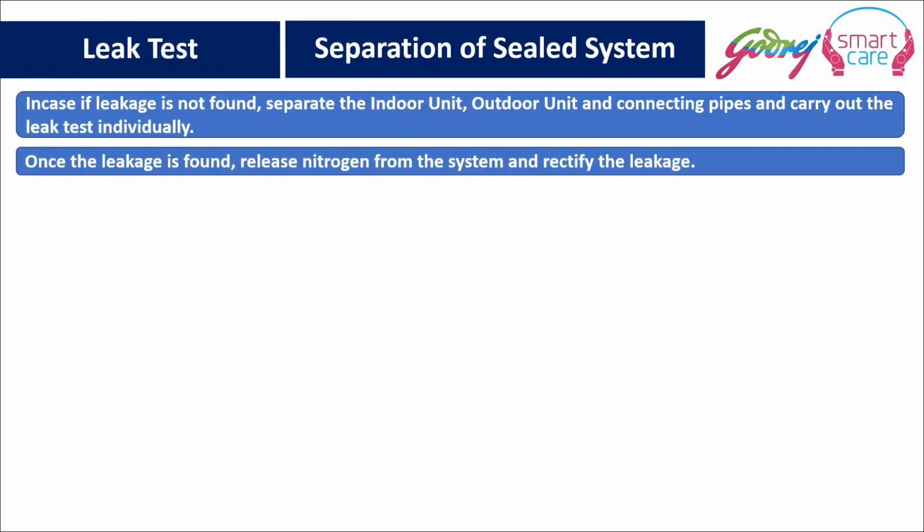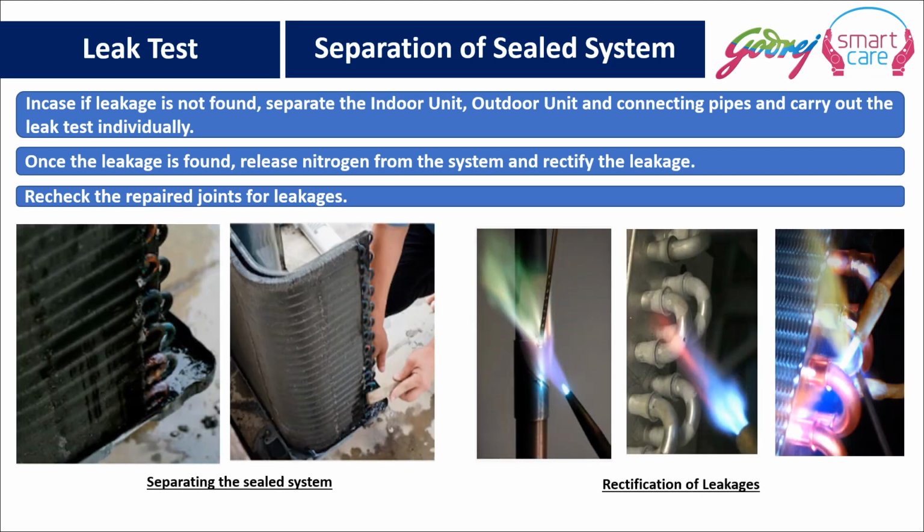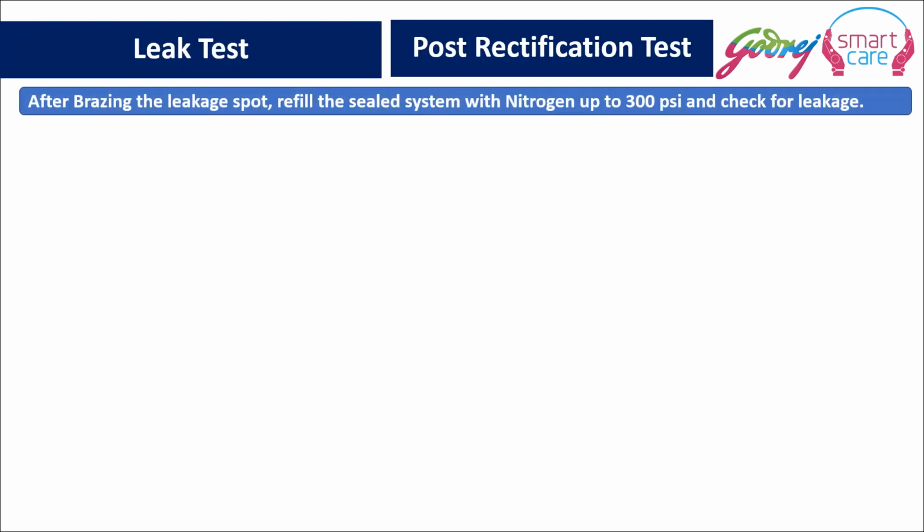In case leakage is not found, separate the indoor unit, outdoor unit and connecting pipes and carry out the leak testing individually. Once the leakage is found, release the nitrogen from the system and rectify the leakage. Recheck the repair joints for leakage. After brazing the leakage spots, refill the sealed system with nitrogen up to 300 psi and check for the leakage.